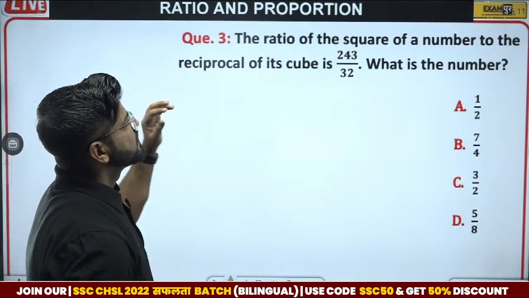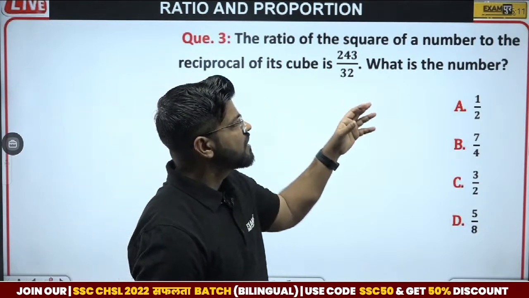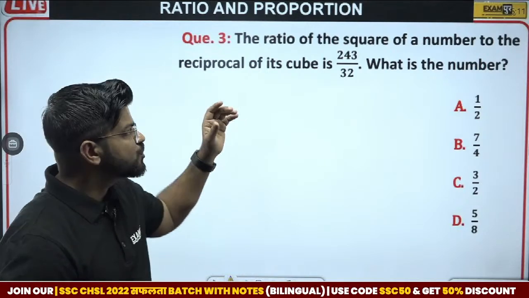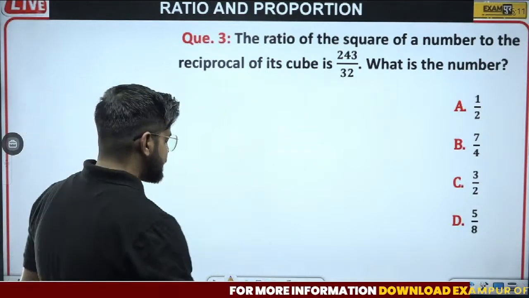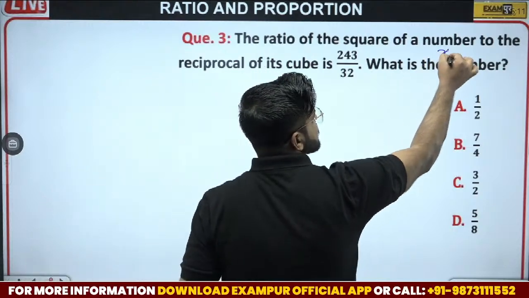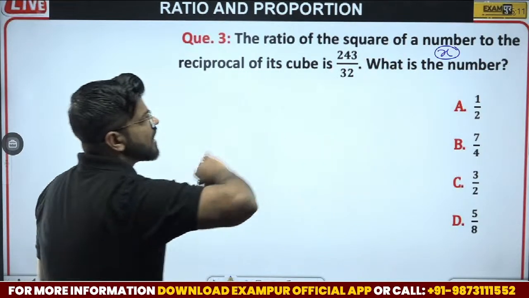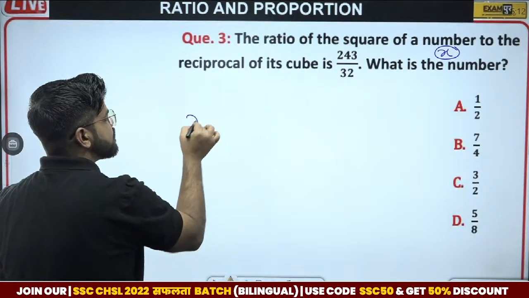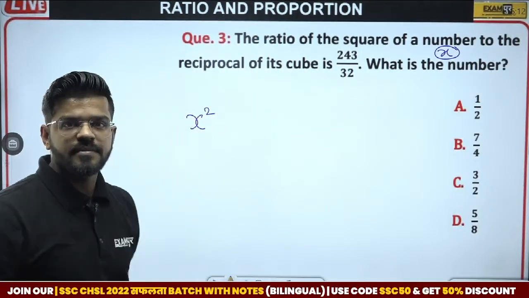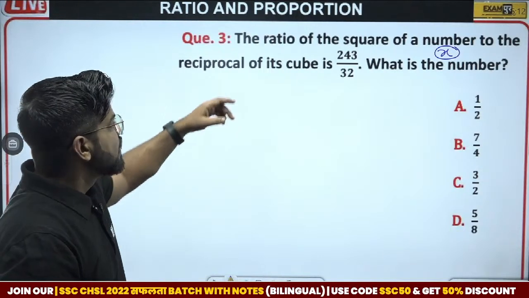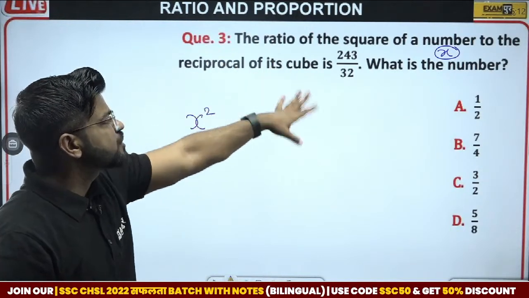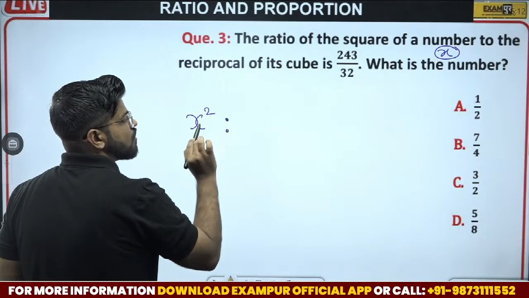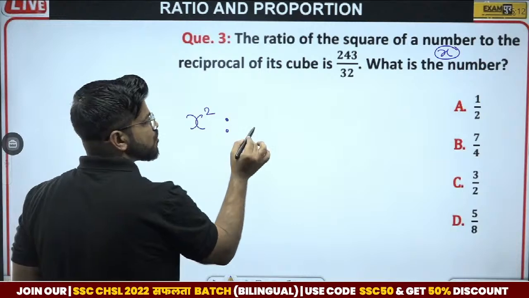Okay. The ratio of the square of a number to the reciprocal of its cube, right? Ratio of a square of a number. Let the number be x. Now the ratio of the square of a number, square of a number, that means x square, to the reciprocal of its cube, right? Ratio of the square of a number to the reciprocal of its cube.